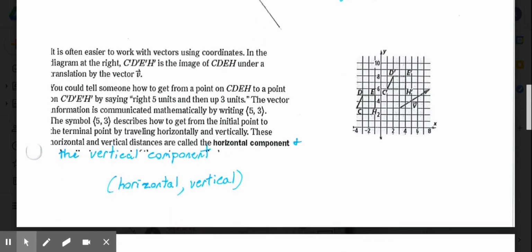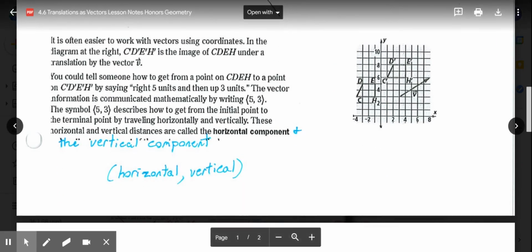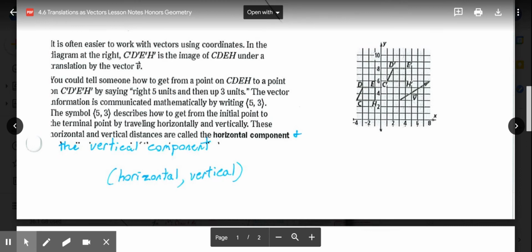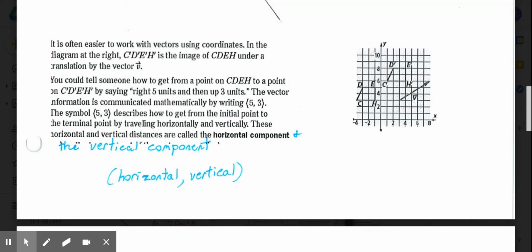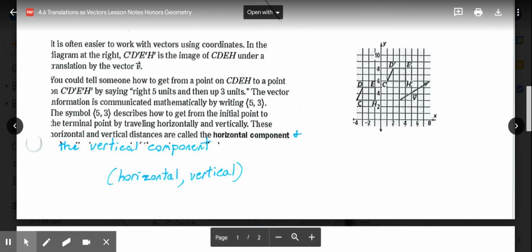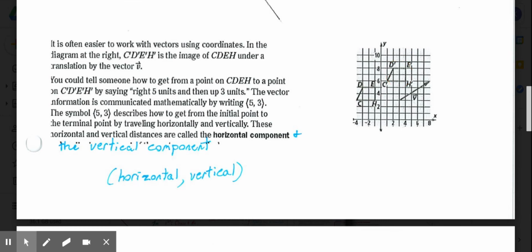So then, and I apologize, part of this got cut off, but what it says here, it's often easier to work with vectors using coordinates. In the diagram at the right, C prime, D prime, E prime, H prime is the image of CDEH under translation by the vector V. And I drew the vector V over here. So original and our final image.